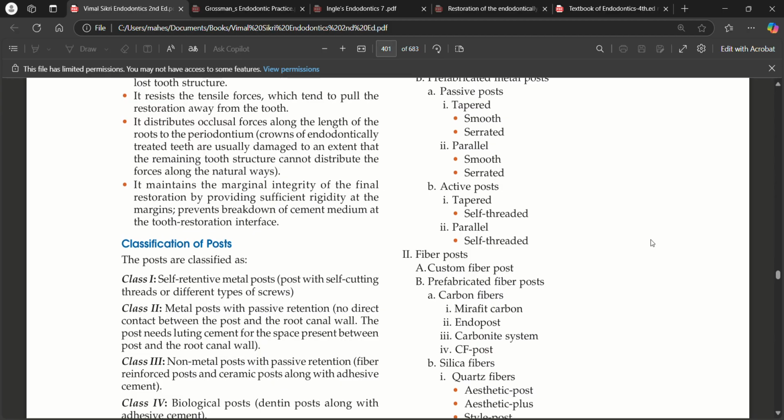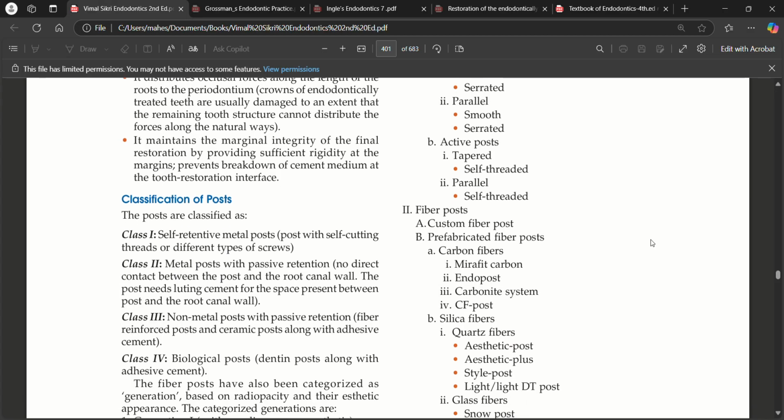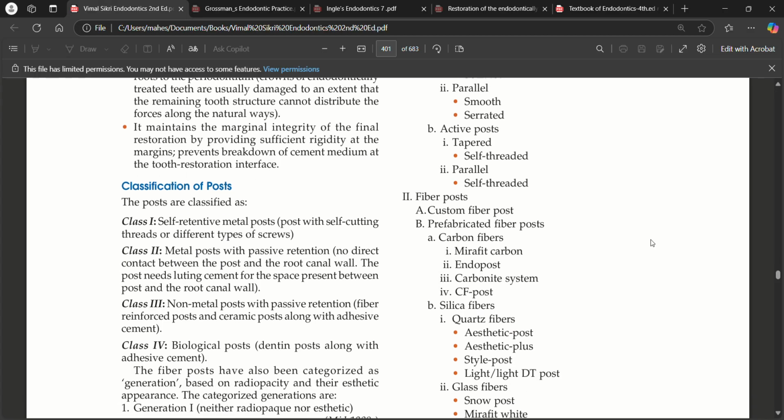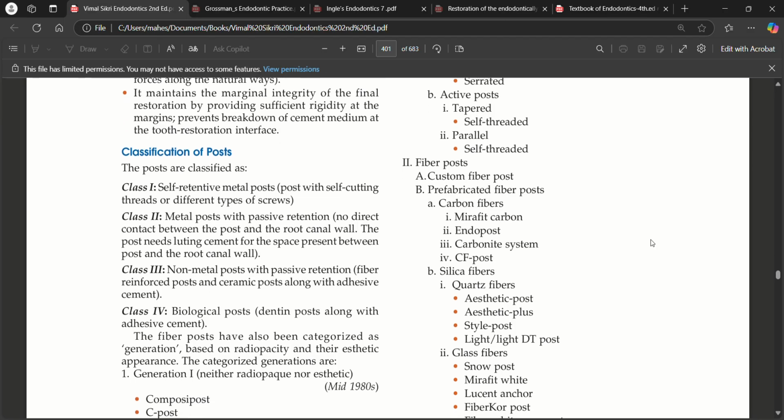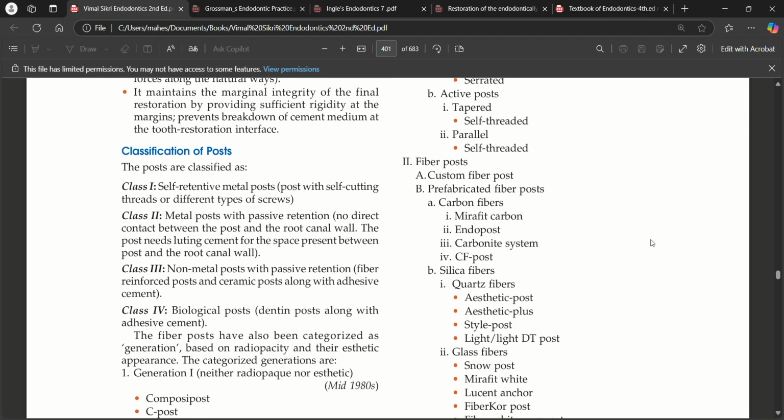Classification of posts. The posts are classified as: class 1, self-retentive metal post with self-cutting thread and different types of screws. Then class 2 is metal post with passive retention, no direct contact between the post and root canal wall. The post needs luting cement for the space present between the post and root canal wall. Then class 3 is non-metal post with passive retention, fiber reinforced post and ceramic post along with the adhesive cement. Then class 4 is the biological post, dentin post along with the adhesive cement.